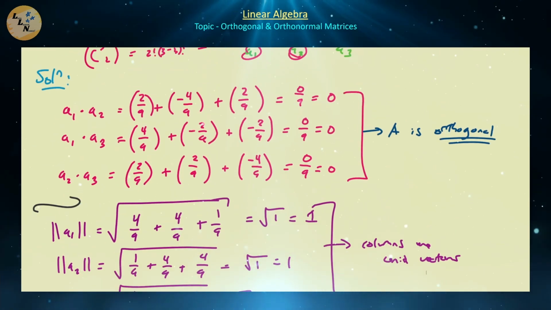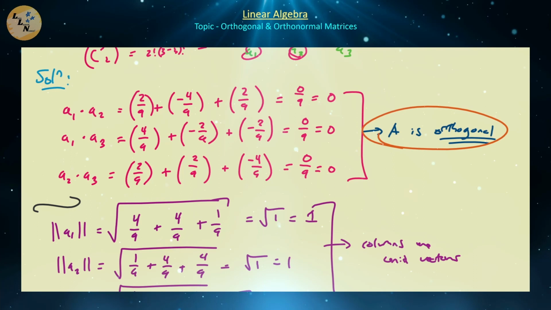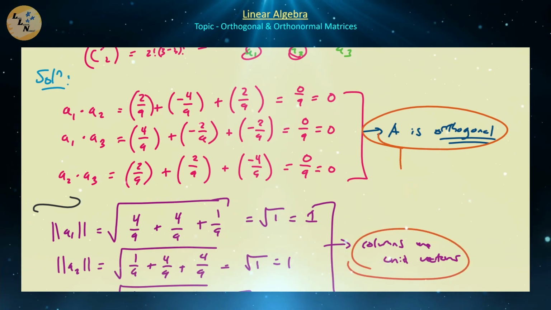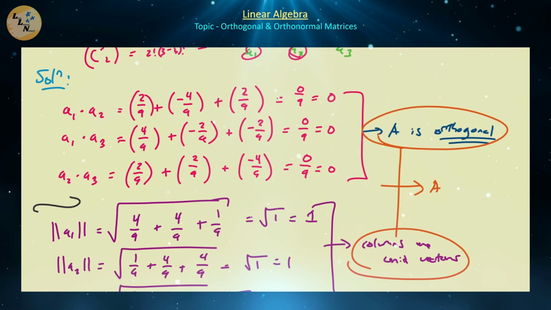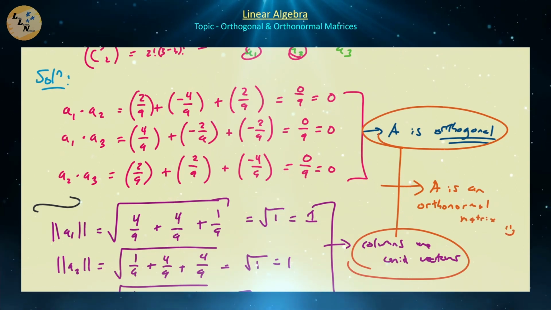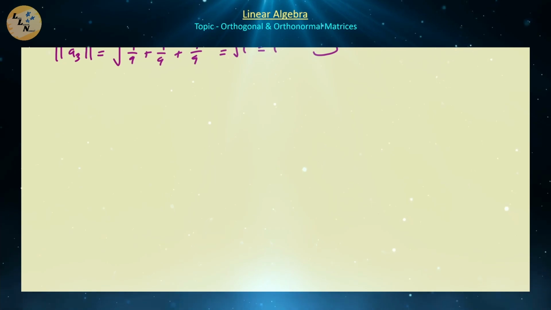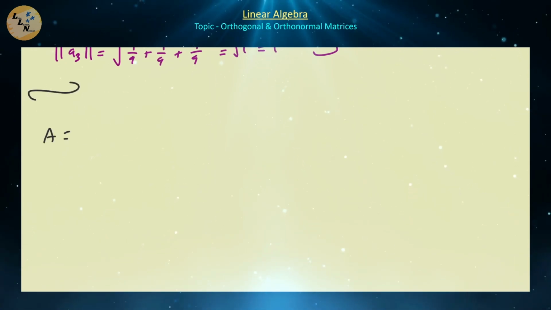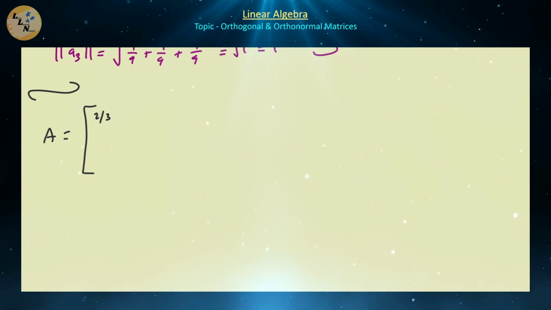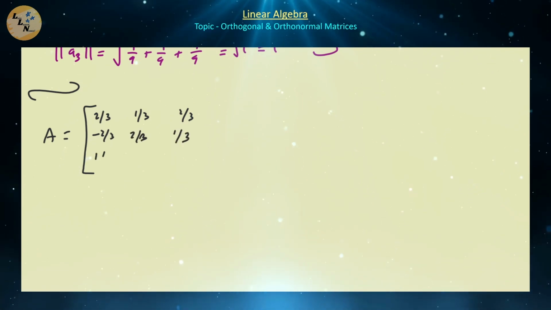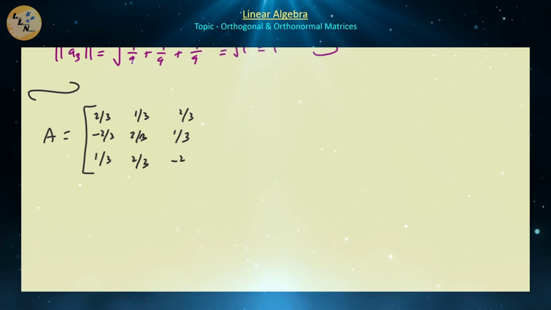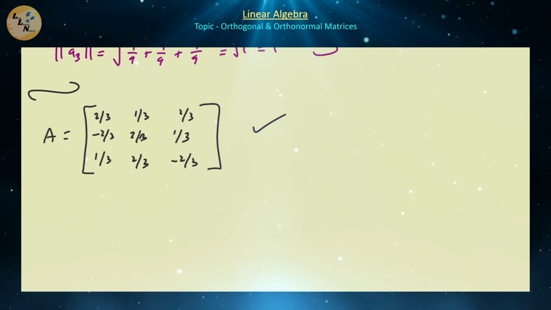So if we have a matrix for which the columns are orthogonal to one another, and all of the columns are unit vectors, these two together give us that A is an orthonormal matrix, right? Therefore, it's going to have several nice properties. So let's recall what that matrix A is. A, remember, is the matrix with rows 2/3, 1/3, 2/3; minus 2/3, 2/3, 1/3; and 1/3, 2/3, minus 2/3. So we already know that this matrix is orthonormal.